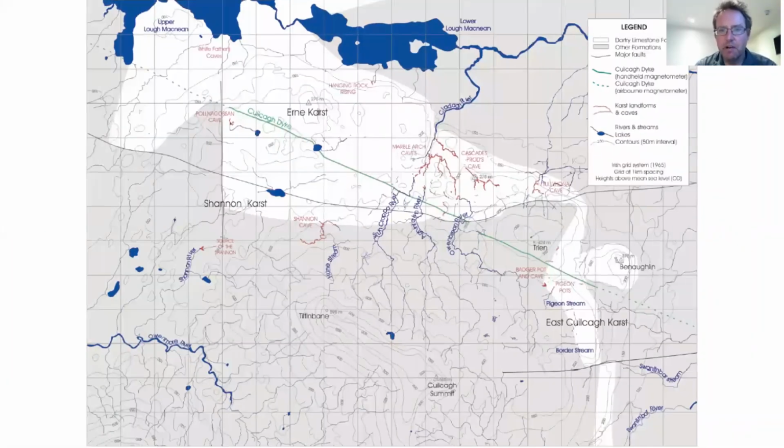This is a generalized geology map of the Culp Mountain area, with the white area showing the limestone and the grey area showing the non-limestones. And on top of this, I've overlain the drainage systems, and you can see the caves that have been surveyed and mapped. These include some of the longest caves in Ireland, including Shannon Cave and Marble Arch Caves, the Marble Arch and Cascade cave systems.